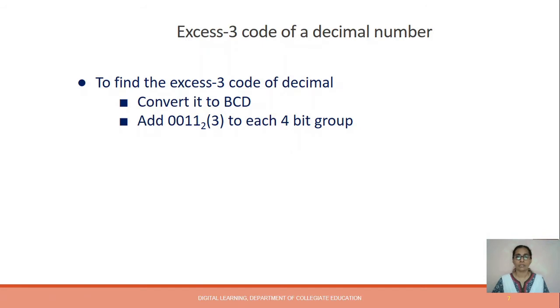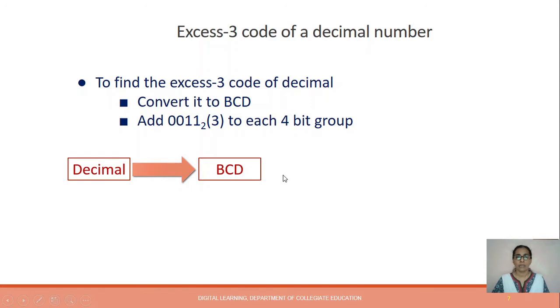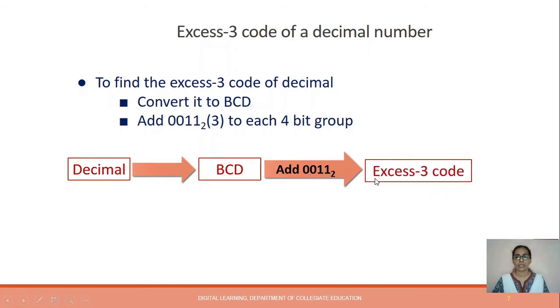Now let's see how to find out the XS3 code of a decimal number. First, convert the decimal number to BCD, then add 0011, which is the binary equivalent of decimal 3, to each 4-bit group. That is, we are given a decimal number, first convert this into a BCD number, then add decimal 3, which is 0011 in binary, and you will get the XS3 code of the decimal number. So decimal to BCD, then BCD to XS3.